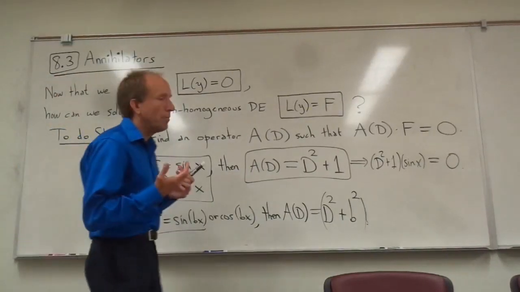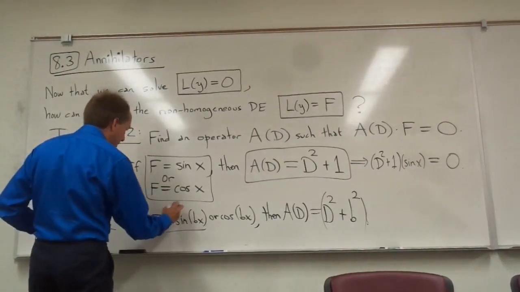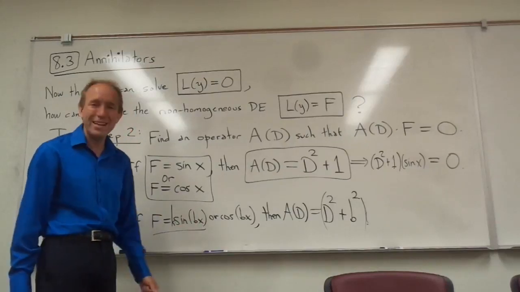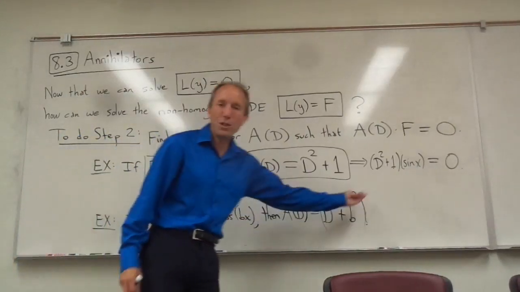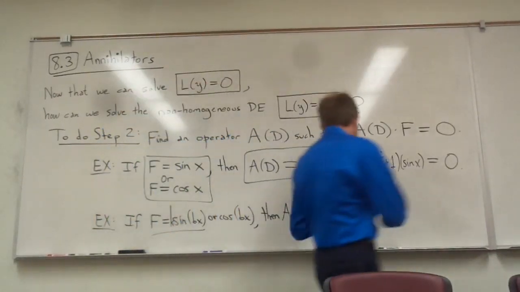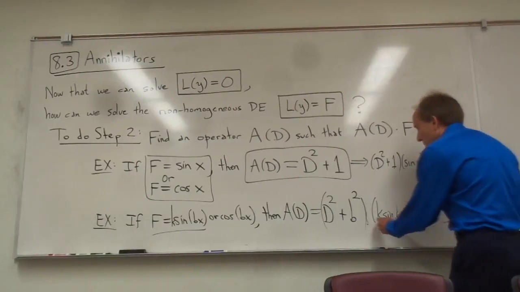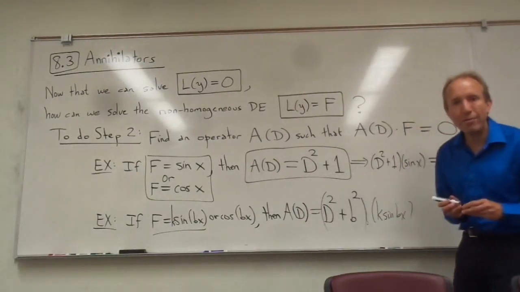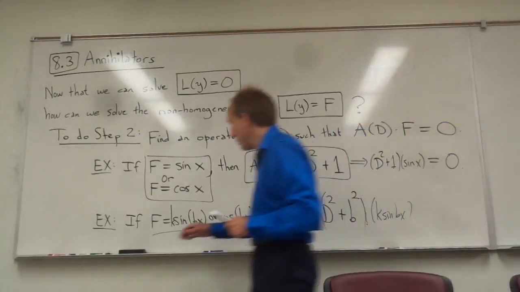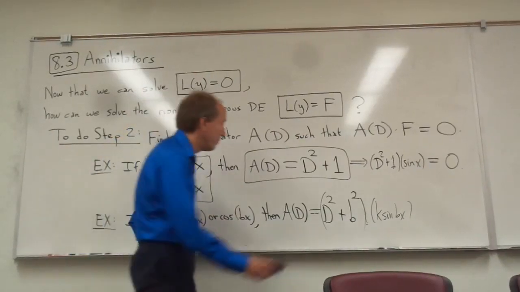I should also make a point that if you put constants in front of these expressions, so if f is equal to k times the sine of bx, it doesn't change the annihilator at all. Because you're just going to be able to factor the k right out of everything, and you'll just get k times 0 when you evaluate that. So constants in front of expressions don't matter at all.